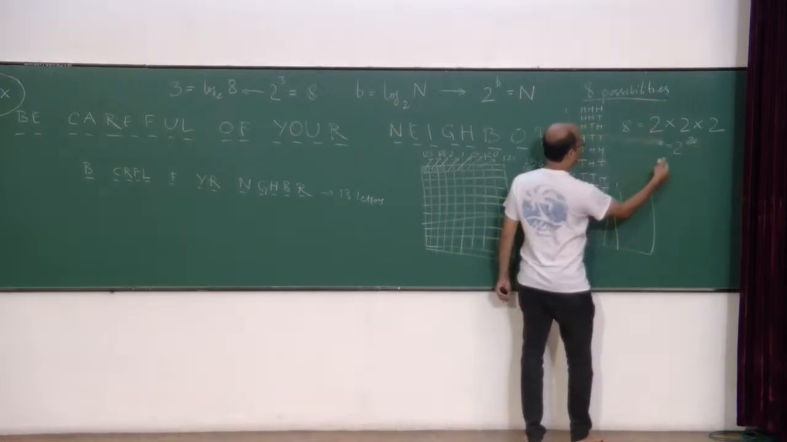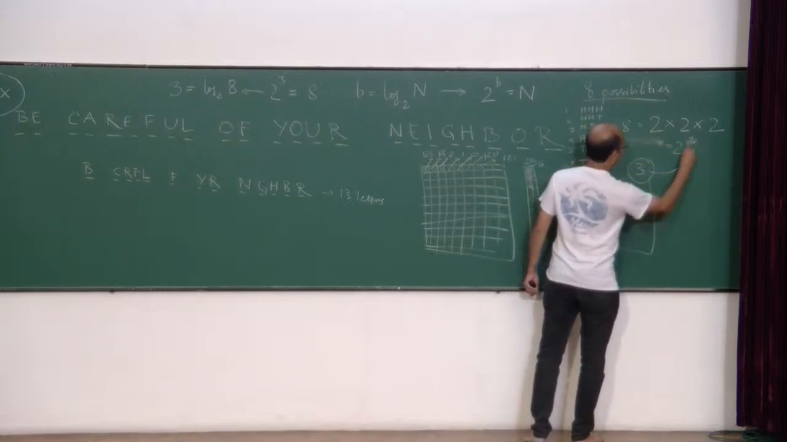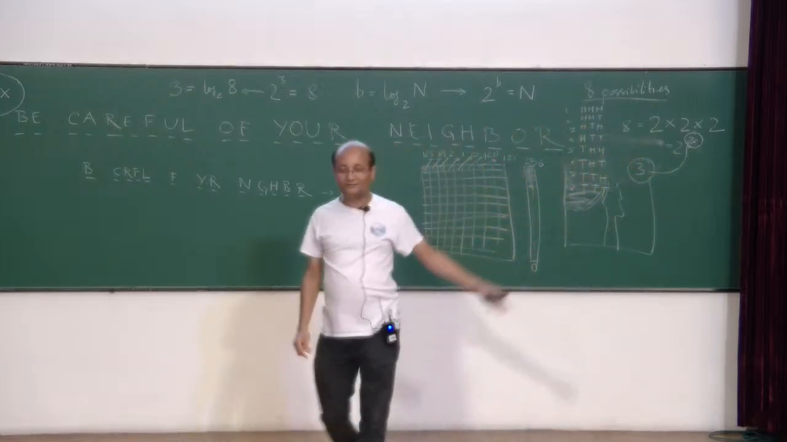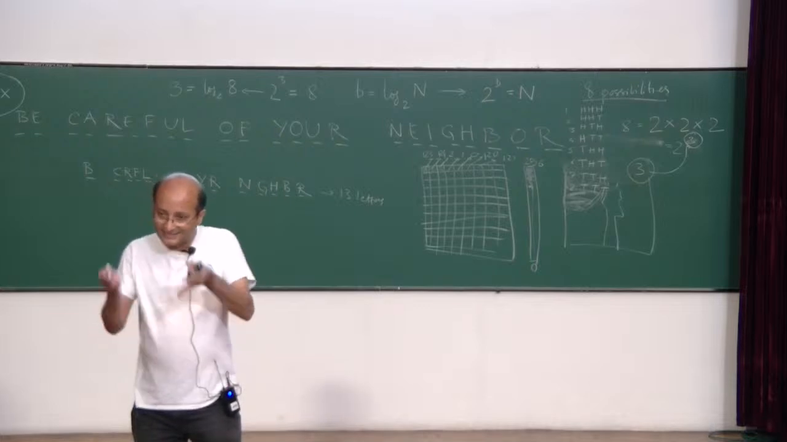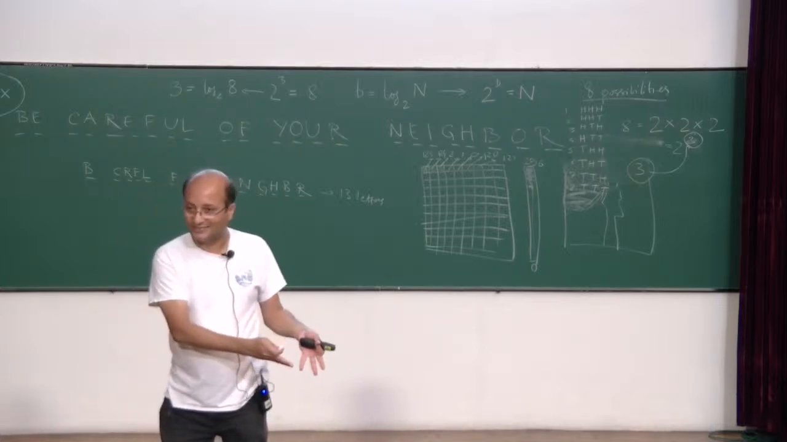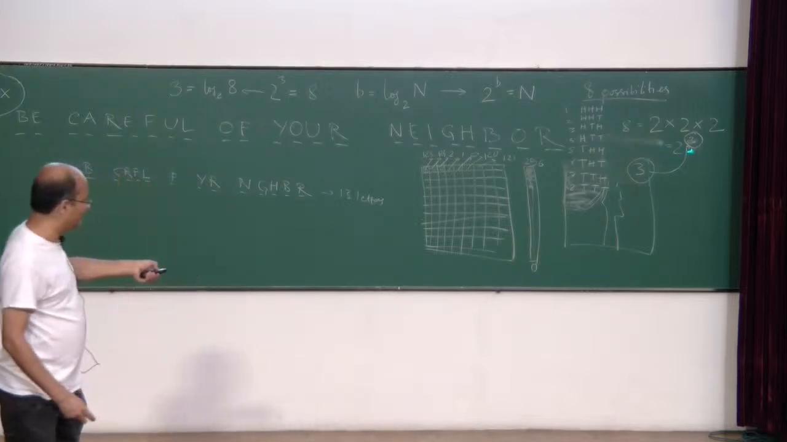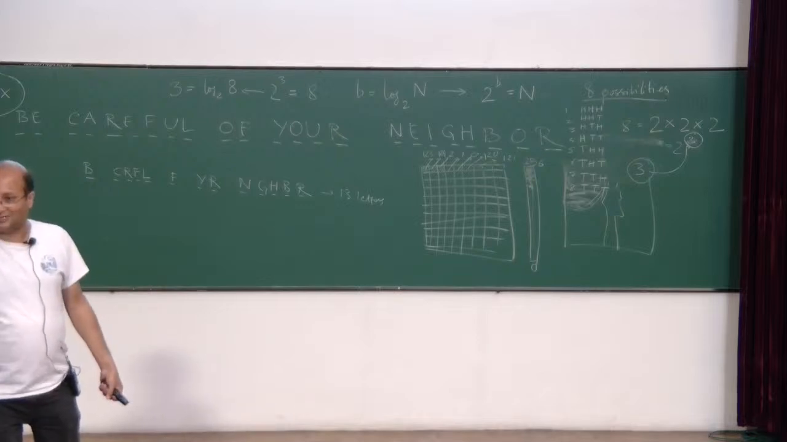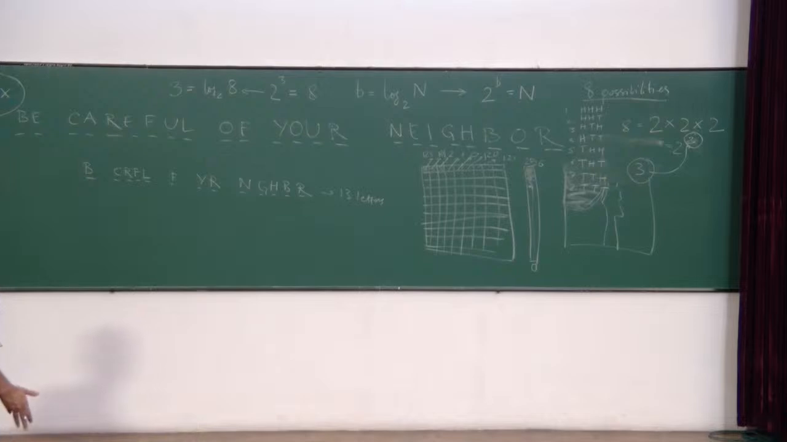And how many yes/no questions do I need to ask? 3. Now what is 3? 3 is nothing but the power by which I am raising 2. So if I know the number of states is 2 to the power something, that something is exactly the number of yes/no questions I need to ask. And since I can find this power by taking the log of that number to the base 2, all I need to do is take the log to the base 2 and find the number of yes/no questions.